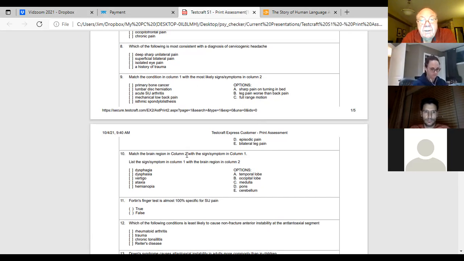Okay, and then acute SIJ arthritis. Sharp pain turning in bed. Yeah, it's the only one actually that makes sense of any of them, isn't it? Even if you don't know that, it's not episodic because it's an arthritis. It's not bilateral. And you've already used up full range of motion, so you're only left with that one. Mechanical low back pain. Episodic pain. Yep. And isthmic spondylolisthesis.